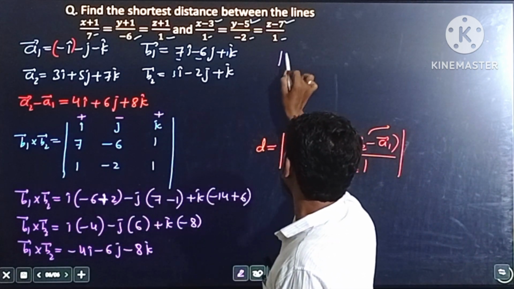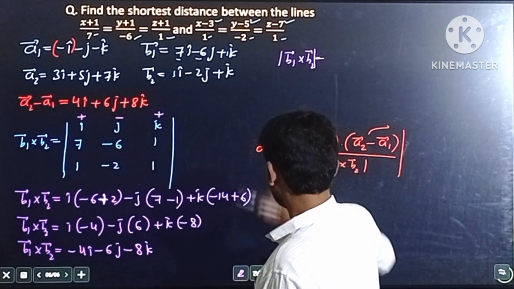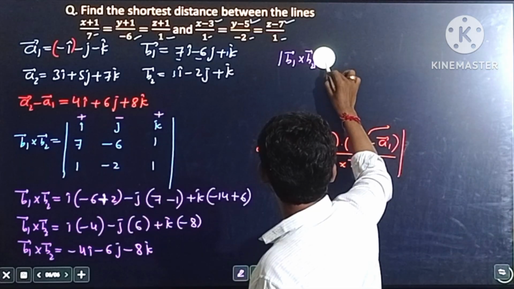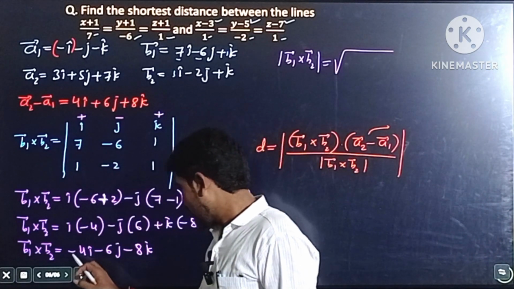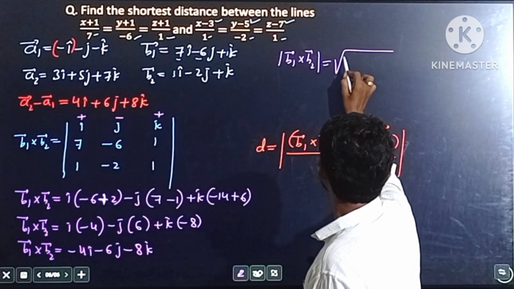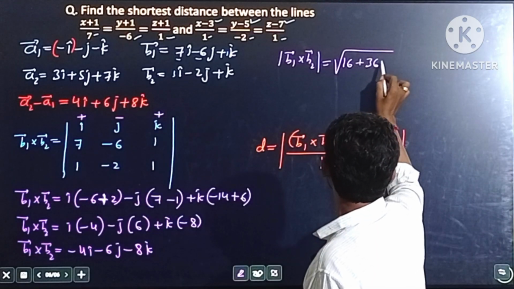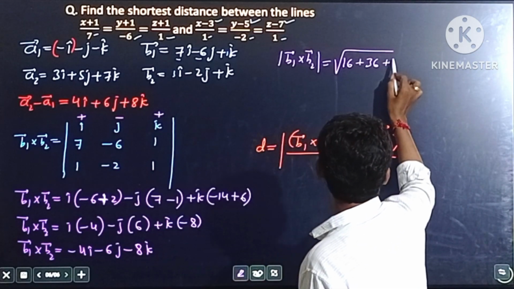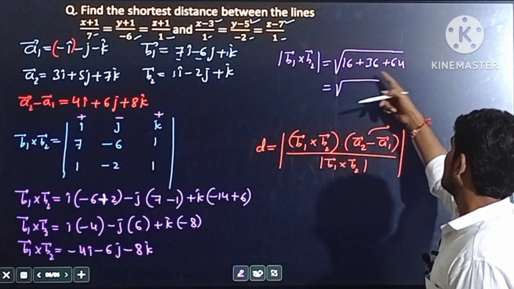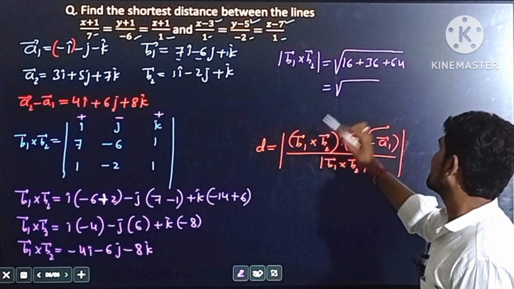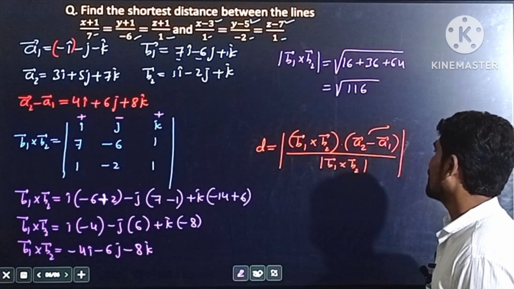The magnitude of b1 vector cross b2 vector is equal to the square root of the squares of the coefficients. Minus 4 square is 16, plus minus 6 square is 36, plus minus 8 square is 64, which is equal to the square root of 64 plus 36, 100, plus 16 is 116. So the magnitude of b1 vector cross b2 vector is root 116.